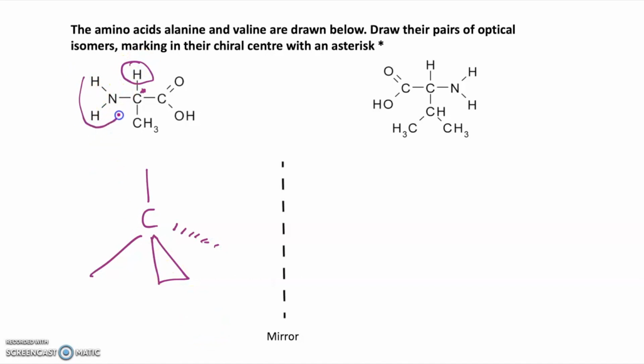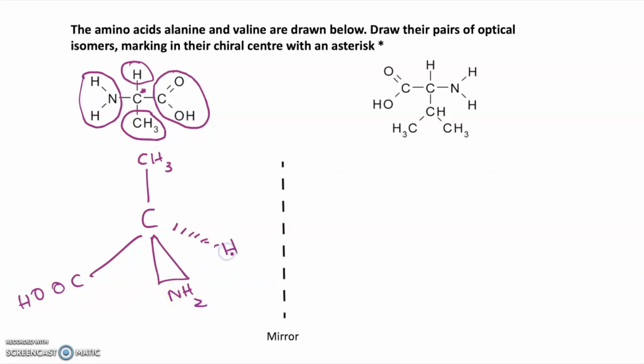And I'm now going to circle the 4 groups attached to the chiral center, and I'm going to transfer these groups onto my tetrahedral. So I have a CH3 here, I have a C double bond O, OH, and I have an NH2 and a H. So I'm putting those groups onto my tetrahedral. I've got a dashed line to represent a mirror, and all I then need to do is draw another tetrahedral, and I'm drawing it so it's a mirror image of my first tetrahedral.